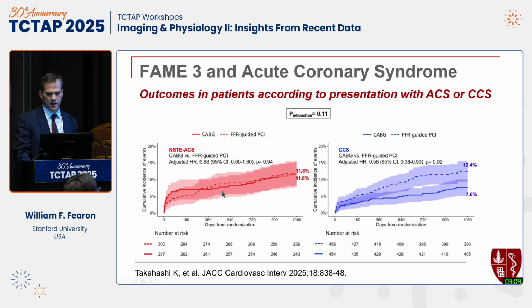Another important subgroup are ACS patients, acute coronary syndrome. 40% of the population in FAME 3 presented with an ACS, and those are shown here on the left in red, and you see that there was no difference in outcomes at 3 years between PCI and CABG in the ACS patients. Interestingly, in the chronic patients, you see that CABG patients fare better than the PCI group.